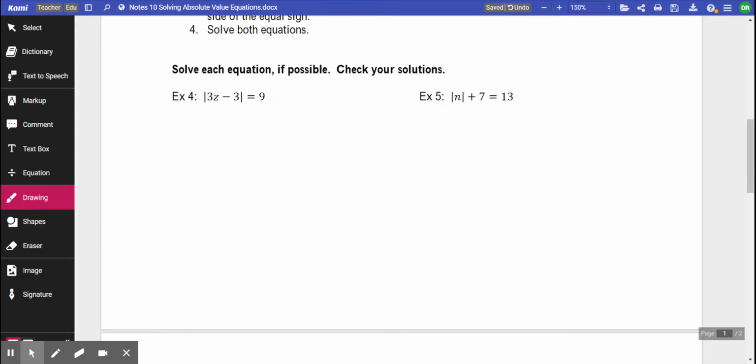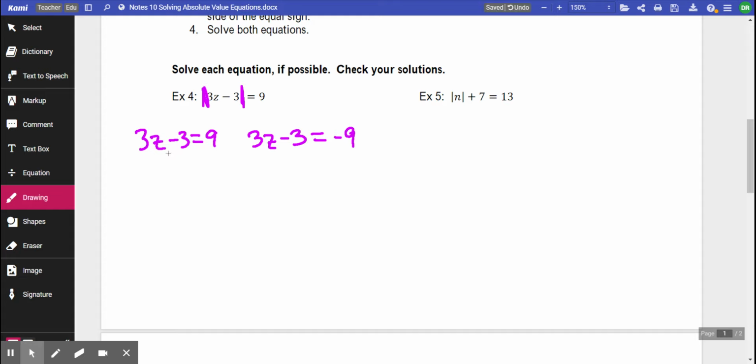Let's do some more examples. So here's my absolute value bar. Here's my absolute value bar. It's all by itself. So we're going to go ahead and move on. So we're going to write 3z minus 3, sorry. We're going to write it twice. We're going to set it equal to what it's already equal to on the other side, and then the negative of that. So that's negative 9.